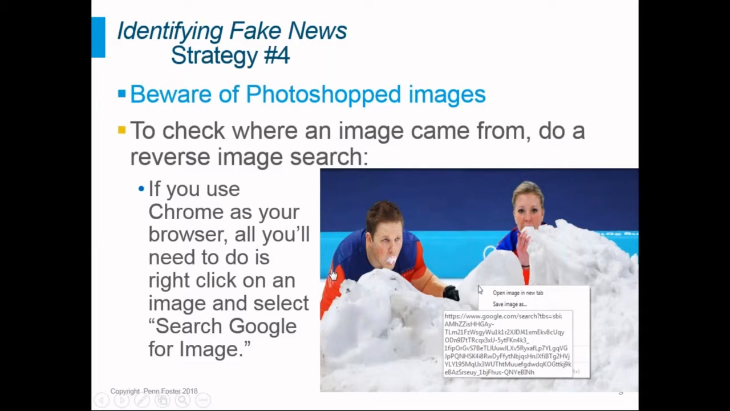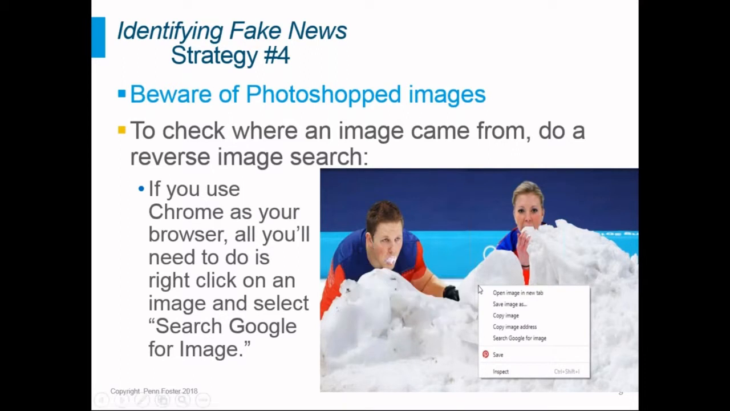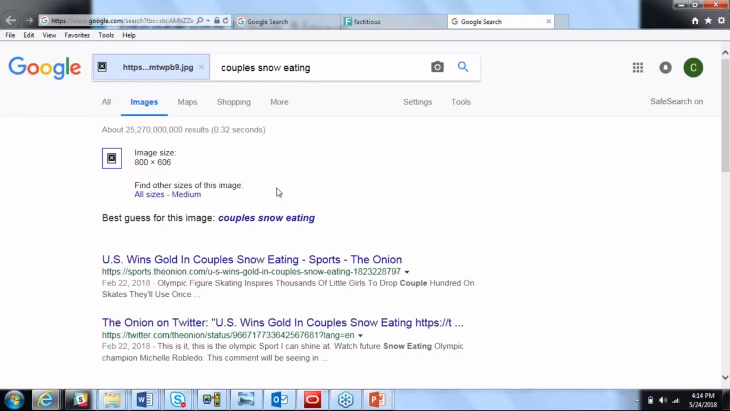So if you use Chrome as your browser, all you'll need to do is right click on an image and select Search Google. So for example, if I click on this, it's going to bring up the Google search for me. And you'll see this comes from The Onion. US wins gold in couples snow eating, which is not a real sport.